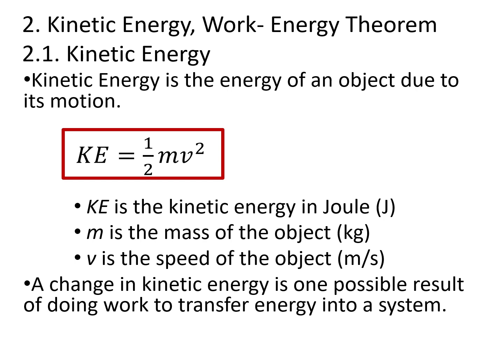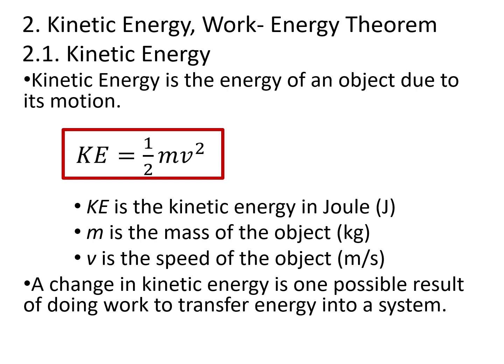Also notice that speed is used in the equation, not velocity. Kinetic energy is a scalar quantity. It does not have direction. An object moving to the right at 5 meters per second and an object moving to the left at 5 meters per second have the same kinetic energy if their masses are the same.